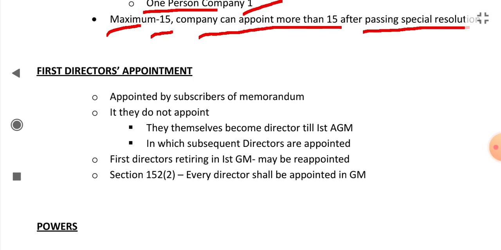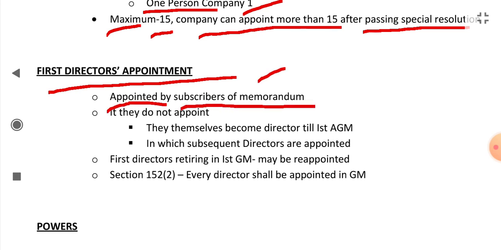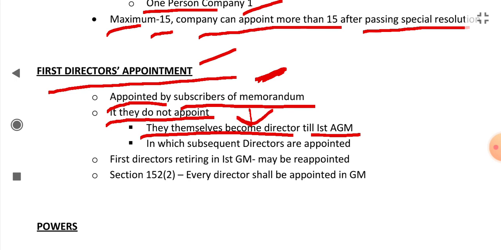Now see how first directors are appointed. The first directors are appointed by the subscribers of the memorandum. If the subscribers do not appoint the first directors, they themselves become the directors till the first annual general meeting. They are the directors till the happening of the first annual general meeting, and in this meeting subsequent directors are appointed.